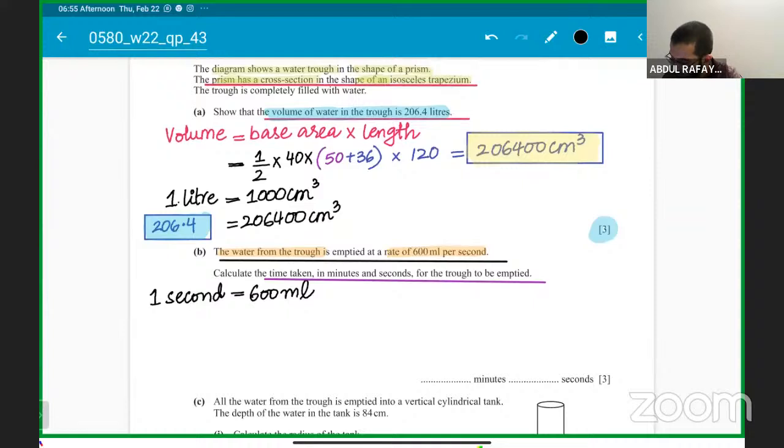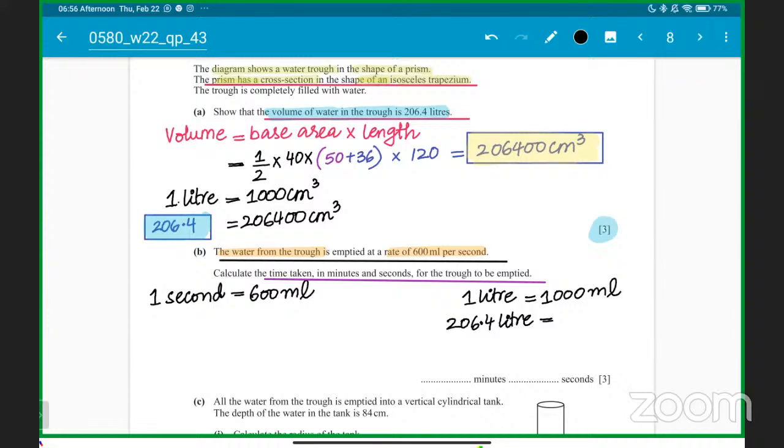First thing we should know is that 1 liter is 1,000 ml. This is also the conversion, because we are dealing in milliliters now. So 1 liter is 1,000 ml. Guys, can you hear me? So how many liters do we have? We have 206.4 liters, right? Everyone got it? We have 206.4 liters.